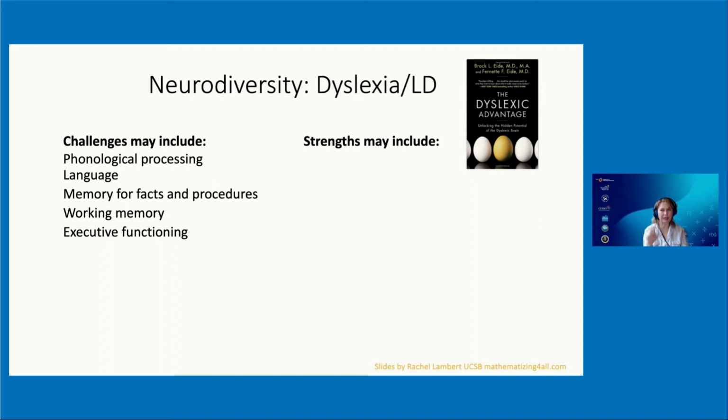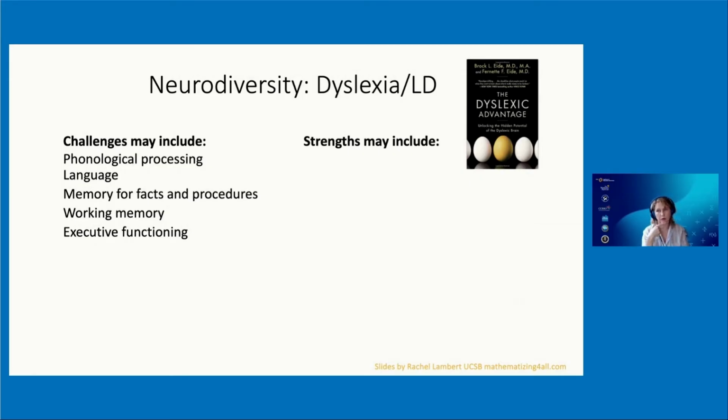So let's talk a little bit more about dyslexia. People with dyslexia or a learning disability in the area of reading may have challenges in phonological processing, language processing, and memory, particularly disconnected memory for facts and procedures. So that's a particular difficulty for people with dyslexia. Working memory in LD in general is an issue, and so is executive functioning, so planning and organization. But what about strengths?